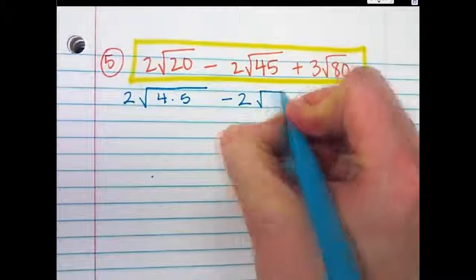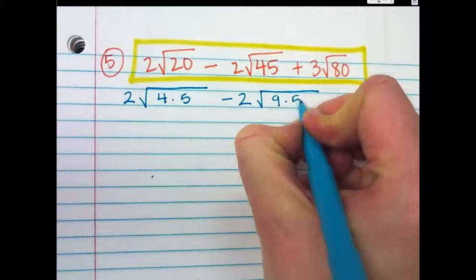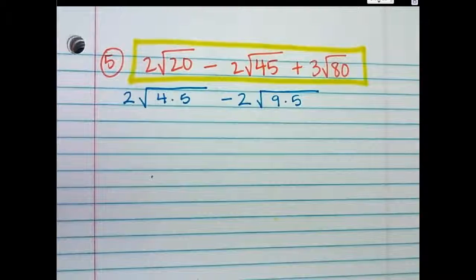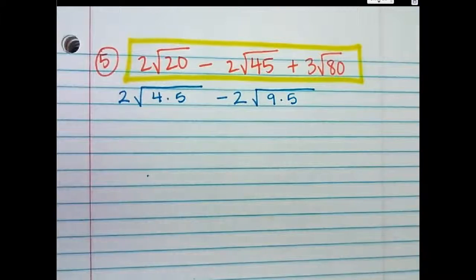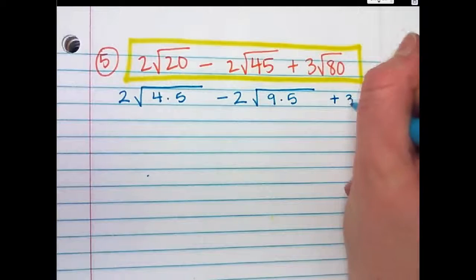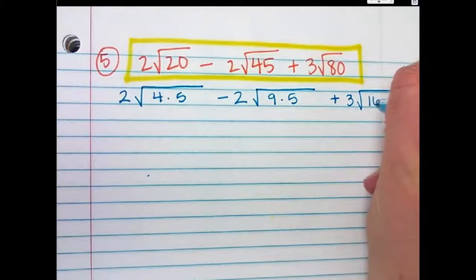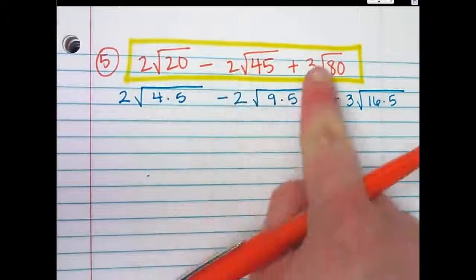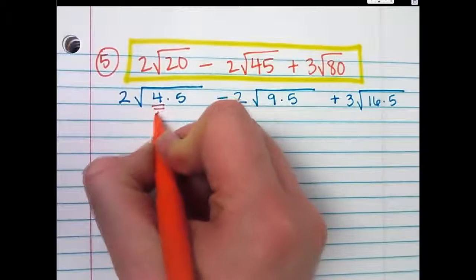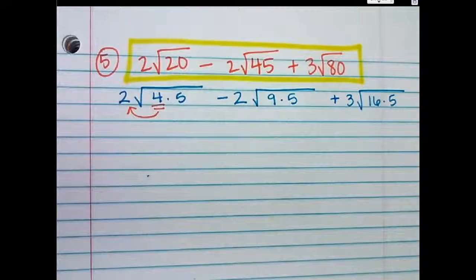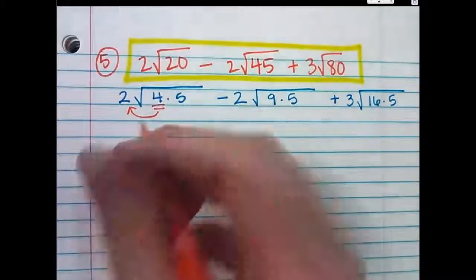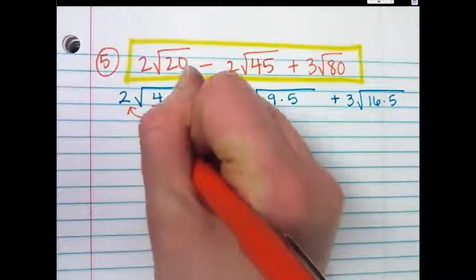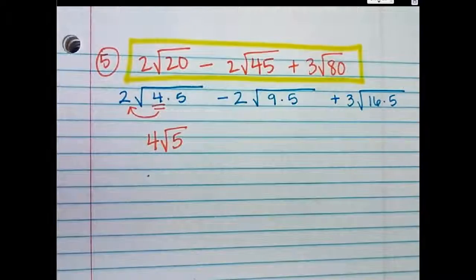45 I can break up into 9 and 5. Do you remember what we did with the 80? Yeah, 16 and 5, or 5 and 16. Okay, so just make sure you bring those numbers down, because now when I pull out this 2, I multiply it. So it becomes 4 square root 5.